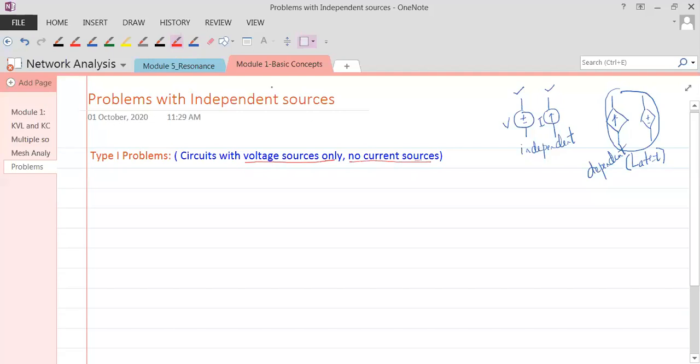Now with me, take down the circuit. The first problem that we are taking today. You will be solving a lot of problems, so make it a habit to keep pen, book, everything in front of you, and keep writing as and when I put things on the screen here. The first problem in the type 1 category. What is the type 1 category? Circuits only with independent voltage sources and no current sources.